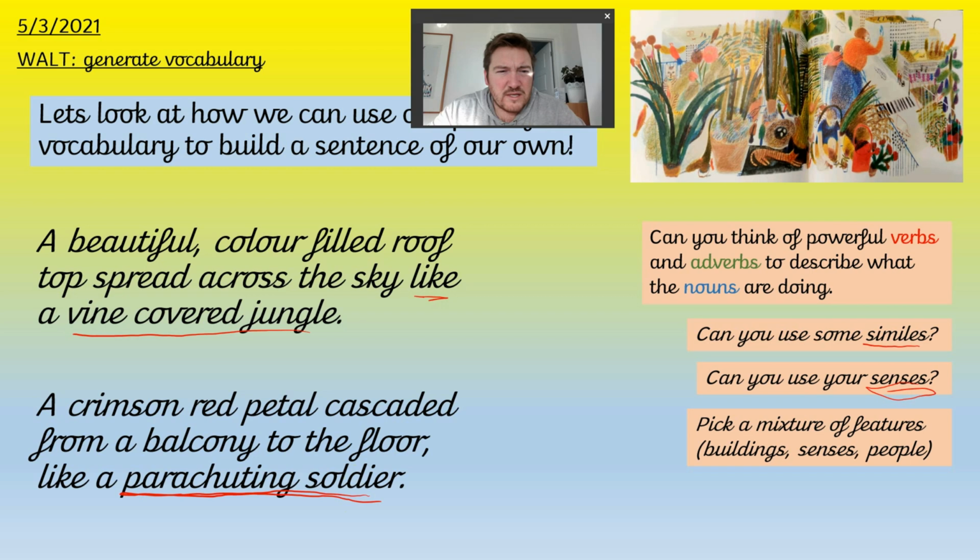Have I used a mixture of features like people and buildings? In this instance, I've used a balcony and going to the floor, and then I've used rooftops. So I've come up with different parts of the building, but I now need to think about using different features like a person, for example, in my next paragraph.